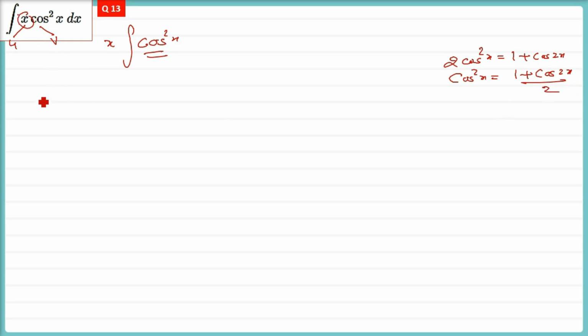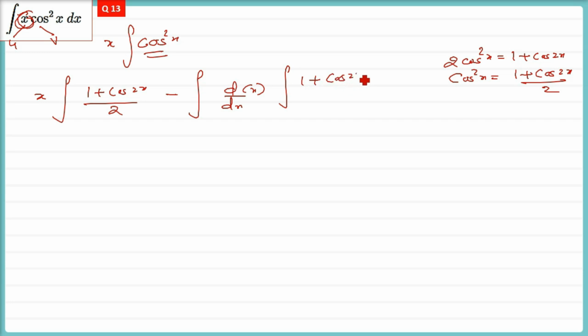Now take x as the first term. Integration of cos square x has to be replaced by (1 plus cos 2x) divided by 2, and minus the integration of d by dx of the first term, which is x. So I am doing the differentiation of the first term and then the integration of (1 plus cos 2x) divided by 2, and when you multiply these two results, it has to be integrated again. So we'll do it in a separate way. (1 plus cos 2x) by 2 has to be integrated.